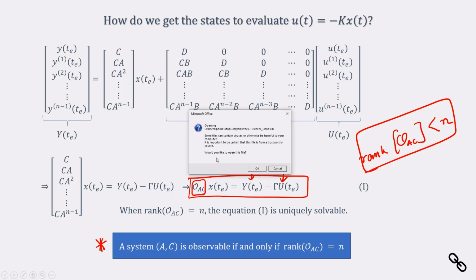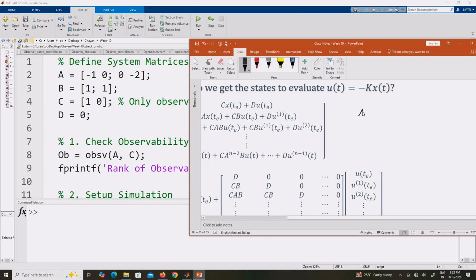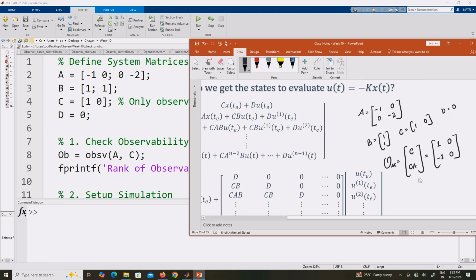Let us see. So, here we have a system A equal to [-1, 0; 0, -2], B is equal to [1; 1] and C is equal to [1, 0] and D is 0. And notice that if we find out the observability matrix C, CA, what do we get? C is [1, 0] and C into A will be nothing but [-1, 0]. And you can see that the rank of this matrix is 1, which means that this system is not observable.